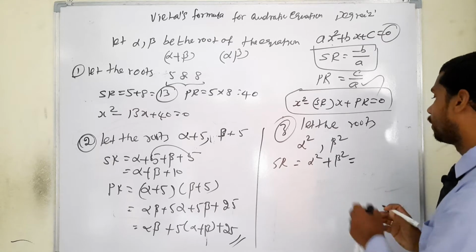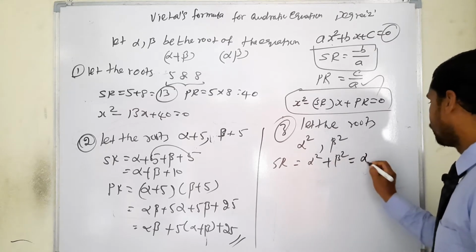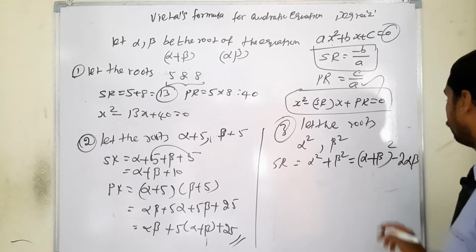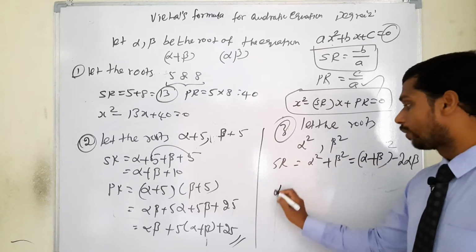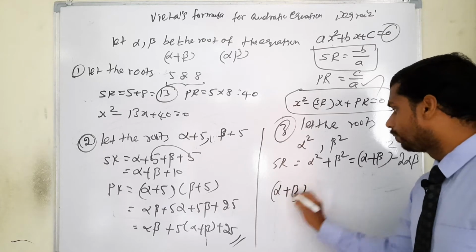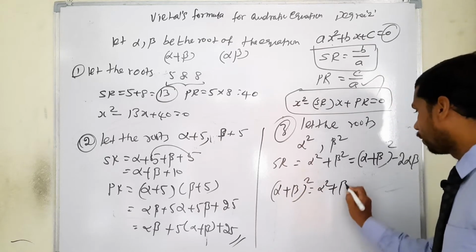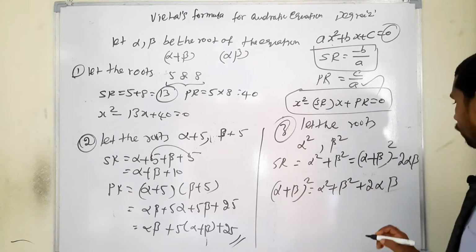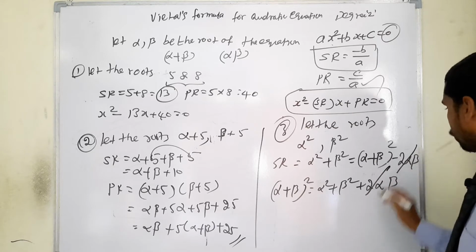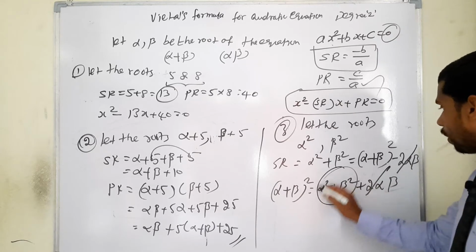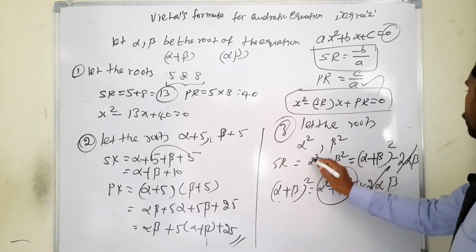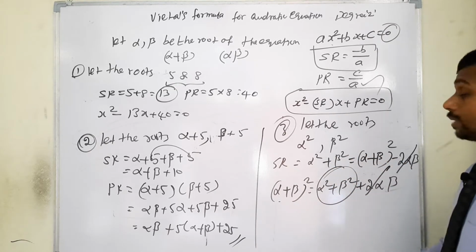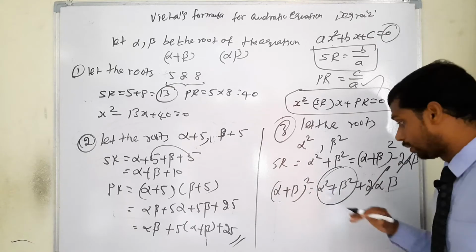So alpha square plus beta square means definitely alpha plus beta the whole square minus 2 alpha beta. How? We already know the a plus b the whole square formula, that is alpha plus beta the whole square is equal to alpha square plus beta square plus 2 alpha beta. So plus 2 alpha beta, minus 2 alpha beta cancels, so alpha square plus beta square is equal to alpha plus beta the whole square minus 2 alpha beta. That's why I have written alpha square plus beta square is equal to alpha plus beta the whole square minus 2 alpha beta. This is one condition.